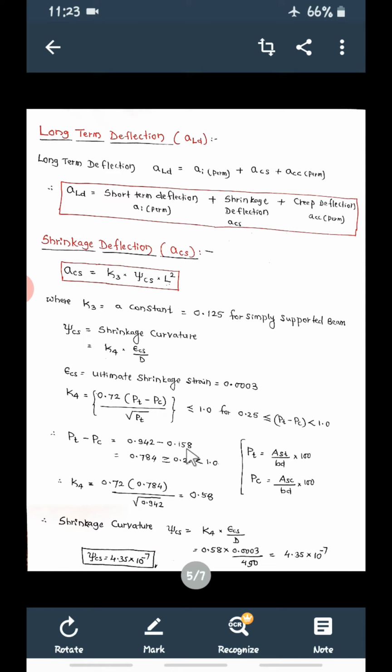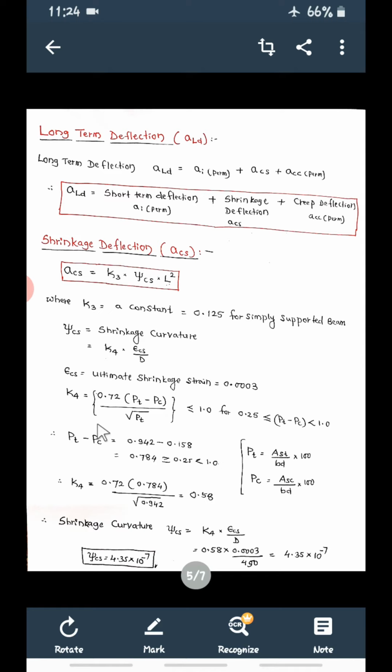Now see, this is 0.784, which is greater than 0.25 and less than 1. So therefore, this equation will be used to calculate K4. K4 is 0.72 into PT minus PC, this value 0.784, divided by root PT. So this is 0.58. This should be less than or equal to 1. Anyhow, this is less than 1.